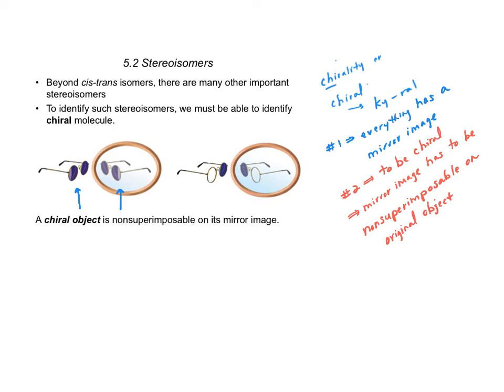So for example, let's imagine that we have a different pair of sunglasses where we have removed one of the lenses, right? We can again project the mirror image here, right? So we have our mirror image of those sunglasses. If we pick these guys up and rotate them around, and lay them back down on the original object, it would not be the same, right? Because it's not the same, then that means it is non-superimposable.